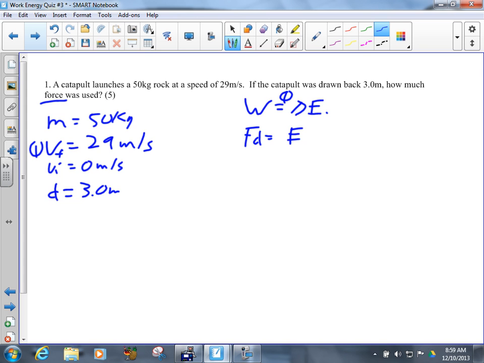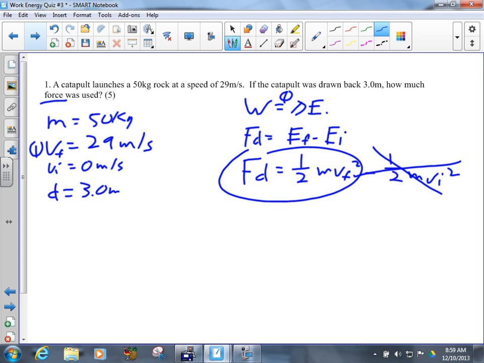Or maybe they went straight to this: force times distance is EF minus EI, or something along those lines. Maybe they went straight to this as well: FD equals 1/2 MVF squared minus 1/2 MVI squared. Any of those are good for that mark, but I will give a third mark if they have that, because that's essentially what this comes down to. There is no initial energy, so the work done is equal to the final kinetic energy of the rock.